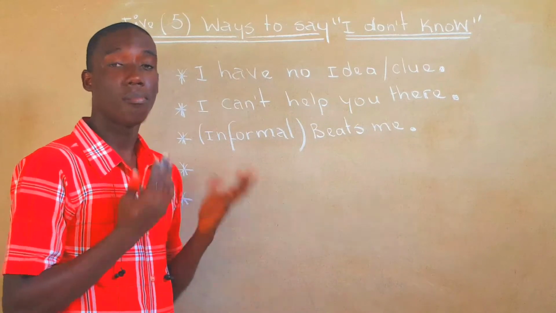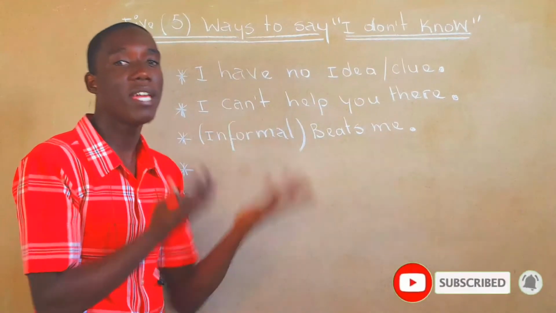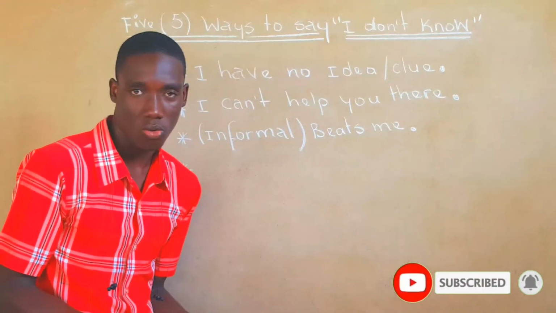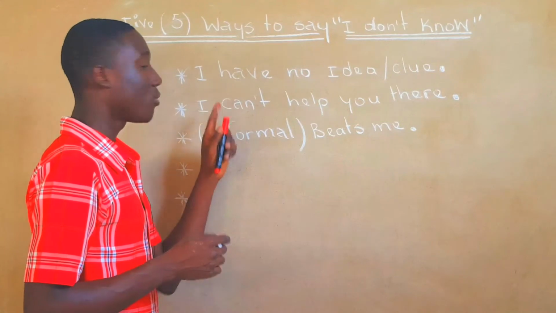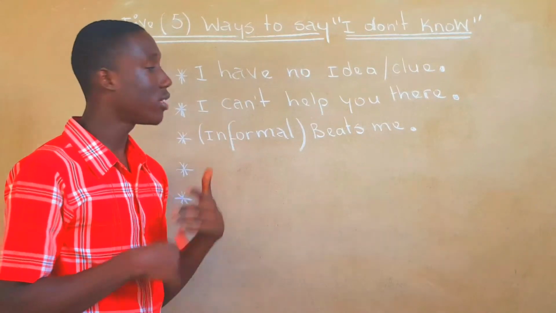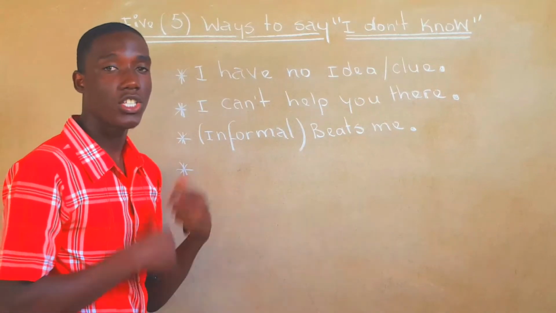You can say or beats me. Beats me means I don't know. Okay. After we got 1, 2, 3, the fourth way is I am not really sure.